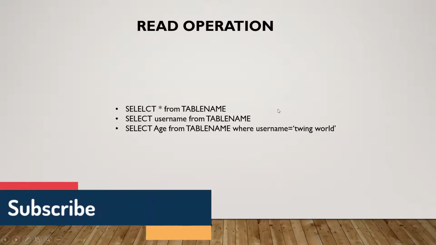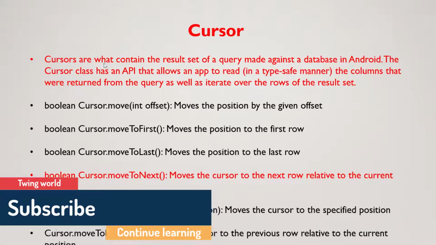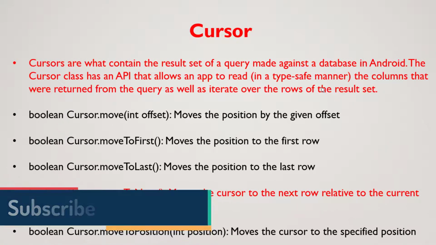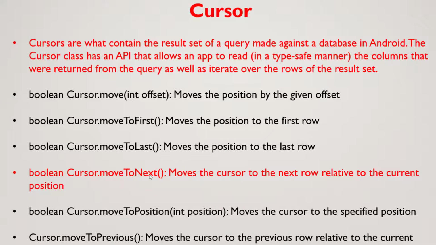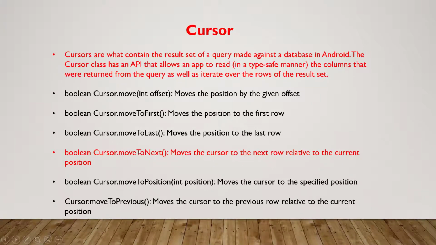So this query will return data in cursor format. I will tell you what is cursor. Cursor is similar to a linked list. There are many methods like cursor.moveToFirst, moveToLast, like this there are many methods, because a cursor holds a particular row or set of rows based on the query. In this tutorial we are going to use only cursor.moveToNext. This will move to the next row until it reaches null, I mean the last row.